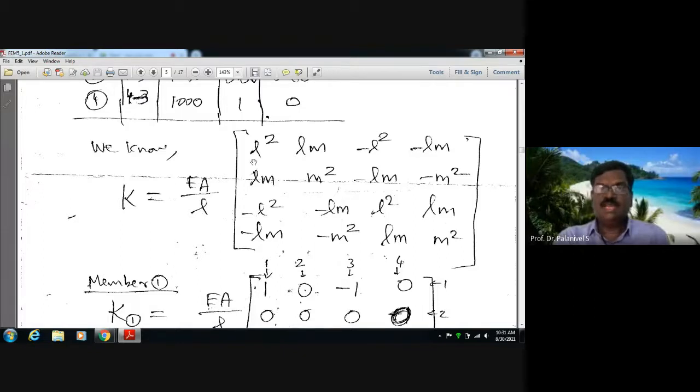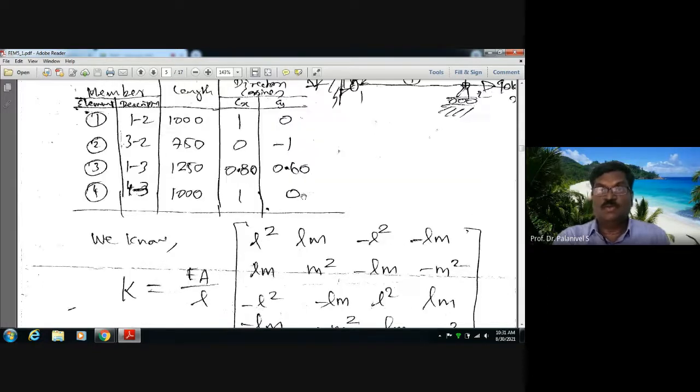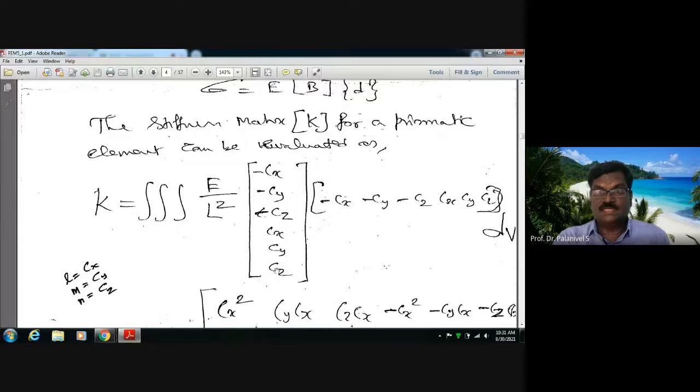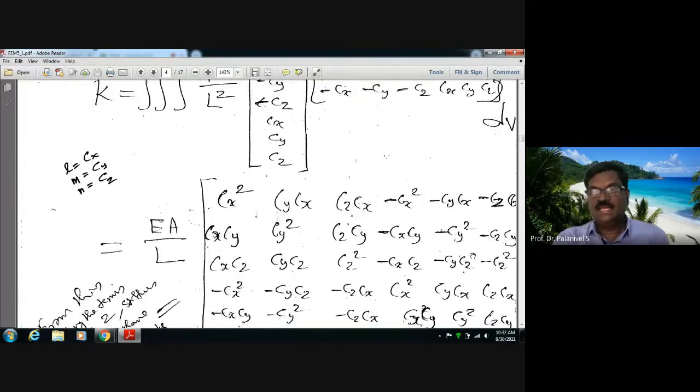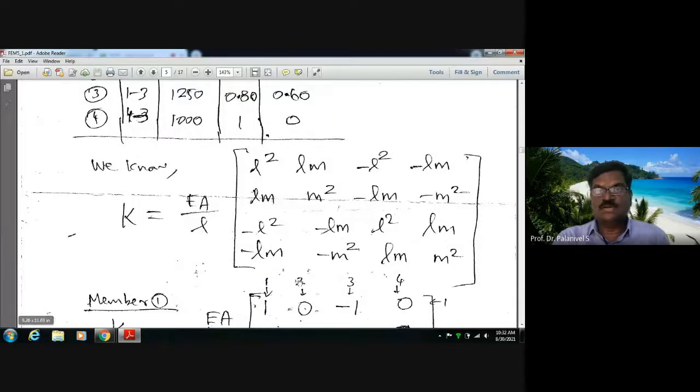A by L, L square, LM, minus L square, minus LM, which is nothing but Cx square, Cx Cy, minus Cx square, minus Cx Cy. That's how I have written it in the LMN manner. This is the element stiffness matrix. How do you get it for a plane truss? Is it necessary to memorize? No need. Here you neglect Z, Cz you neglect, and only Cx and Cy remain. Neglect minus Cz. You will get minus Cx, minus Cy, plus Cx, plus Cy. Multiply, and you will be getting the element stiffness matrix for a plane truss. Easily you can do it.